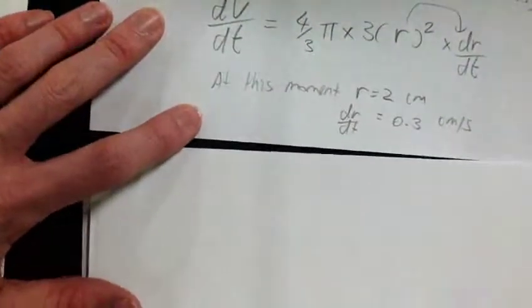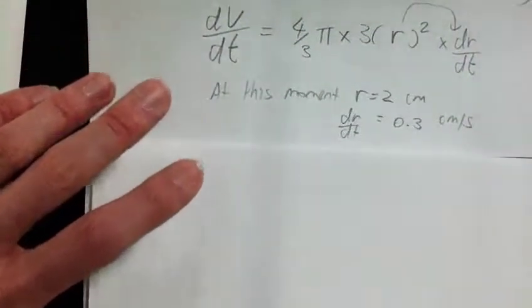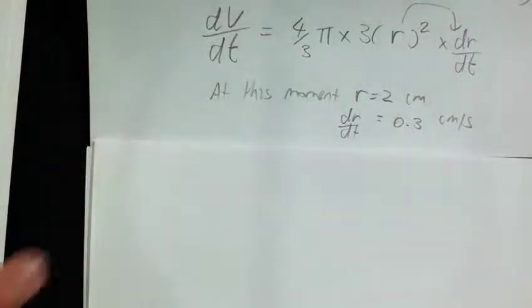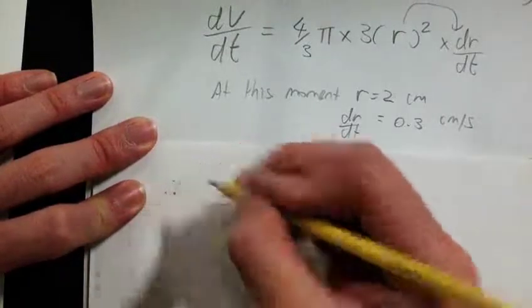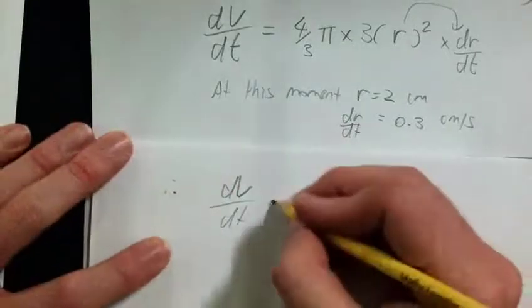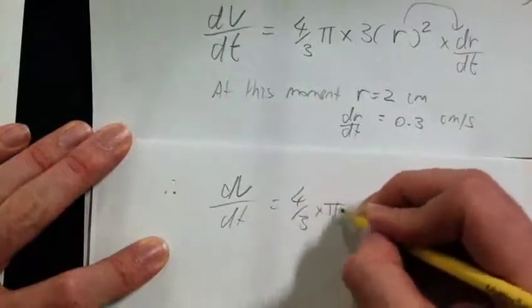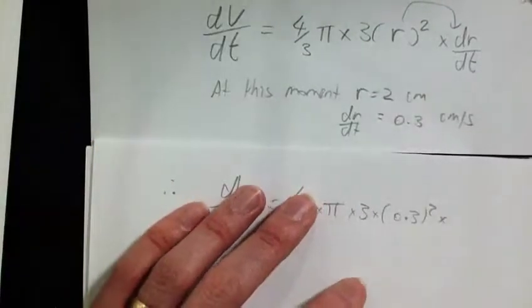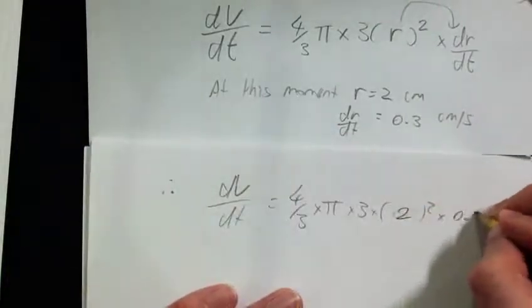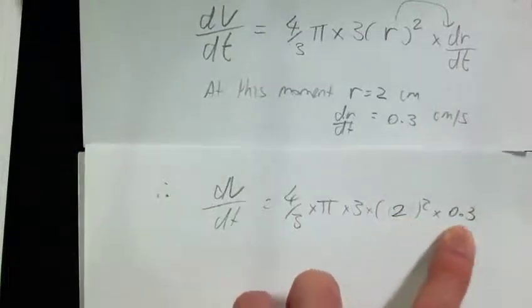Because mathematicians, while units are important to them, it's the derivatives that are more important today. So, at this moment, not to say that dV/dt is always this answer I'm going to get, it's just that at this exact moment, this is going to be the dV/dt. So it's going to be 4/3 times pi times 3 times 0.3 squared times, no, wrong one, times 2 squared times 0.3, because the r is 2 and the other one is 0.3.